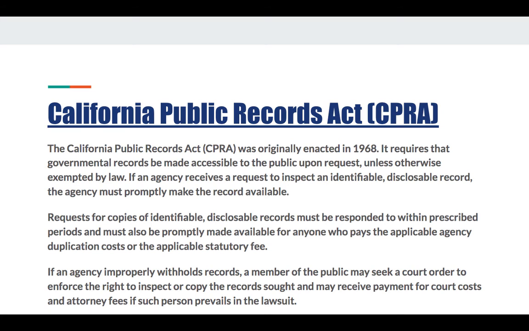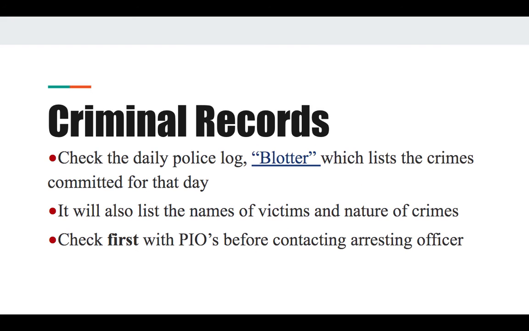So if an agency receives a request to inspect an identifiable, disclosable record, the agency must promptly make that record available. If the agency withholds the records, then a member of the public can seek a court order to enforce the right to inspect or copy the records sought, and they may even, not often, but they may, receive payment for court costs and attorney fees if such a person prevails in a lawsuit.